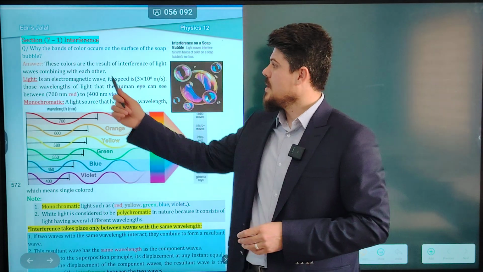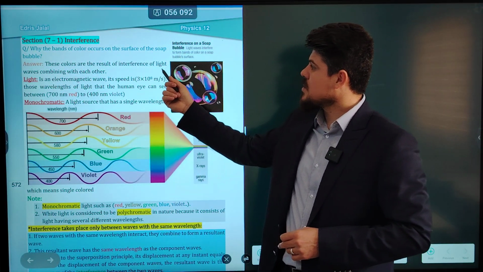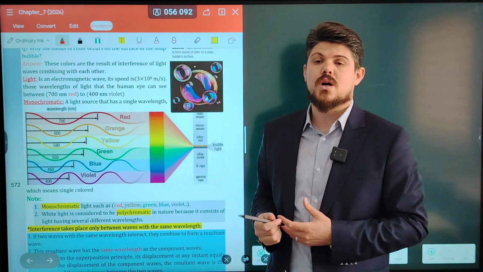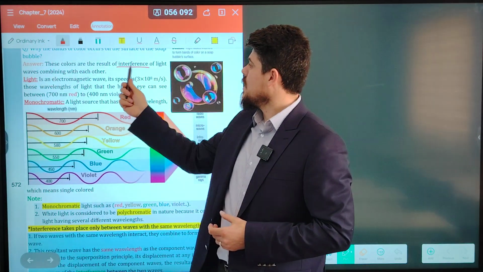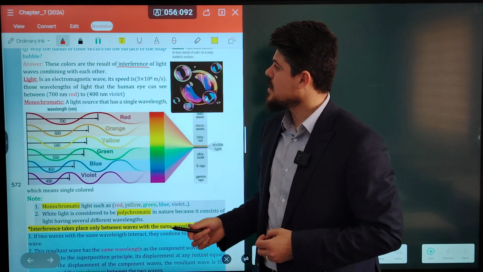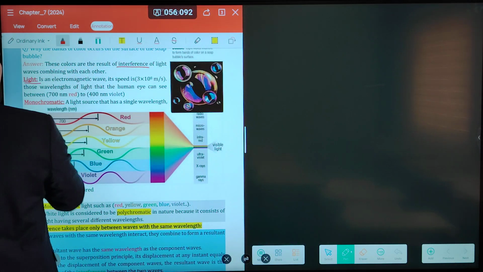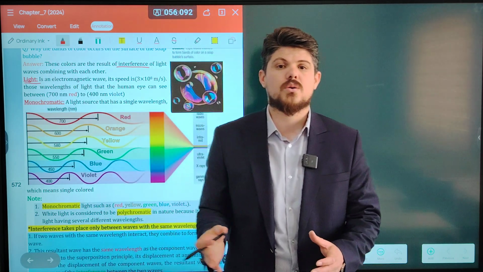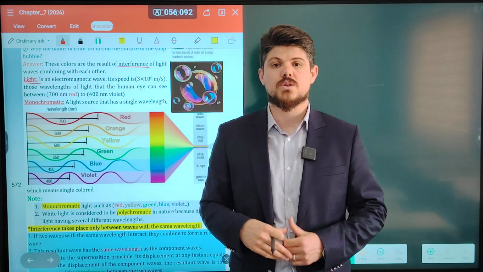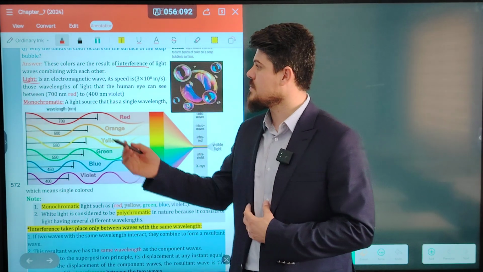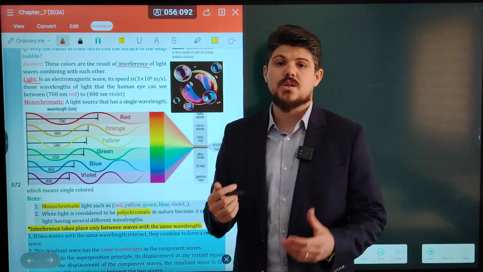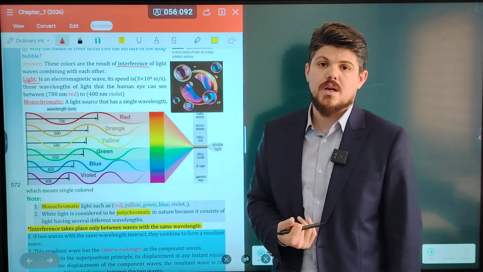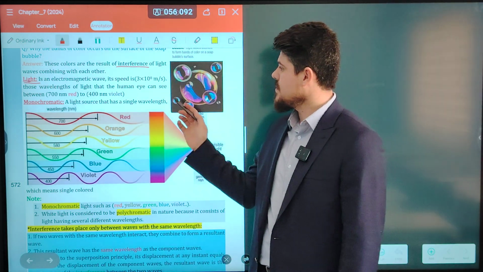These colors are the result of what? Interference. Because of interference, the colors occur on the surface of the soap, as the light waves combine with each other. So what is light, or a light wave? You know that light is a part of the electromagnetic wave, oscillating electric and magnetic fields. Its speed in vacuum is constant, 3 times 10 to the power 8 meters per second. This is the speed of light.